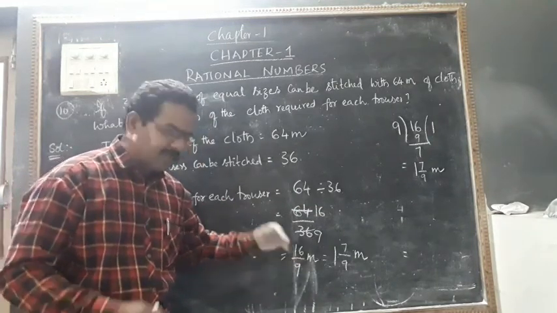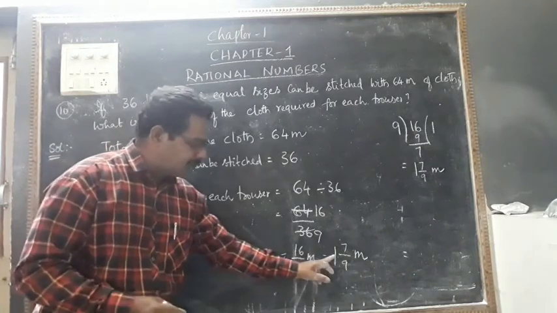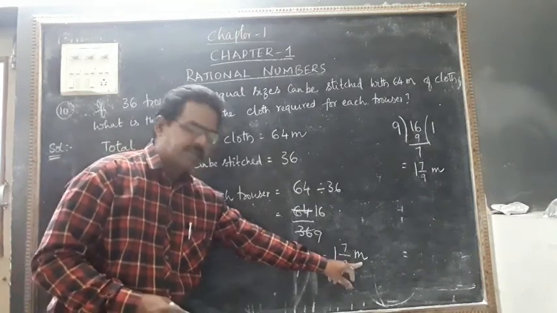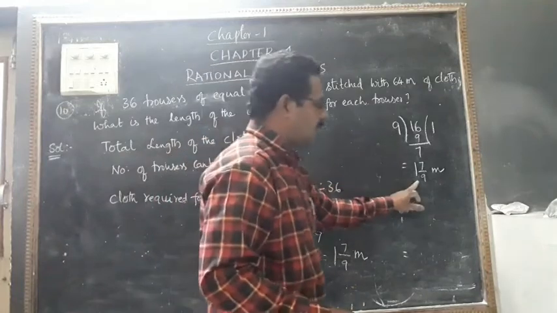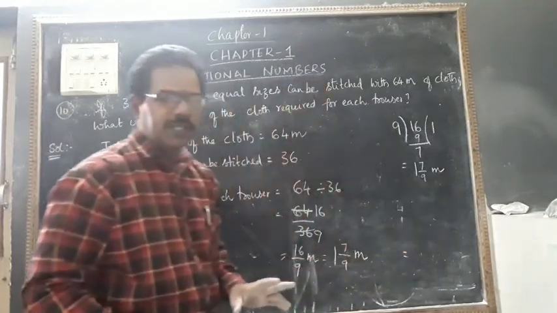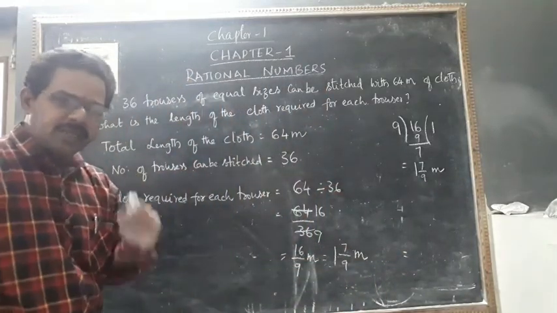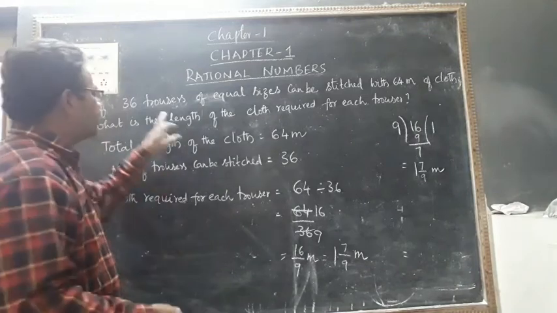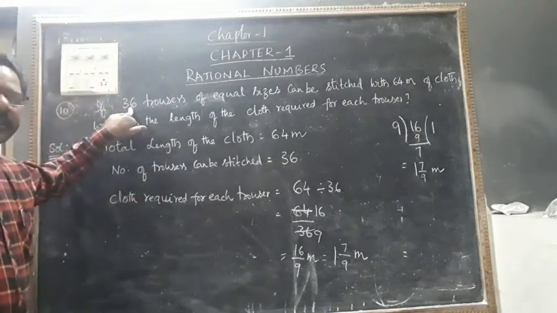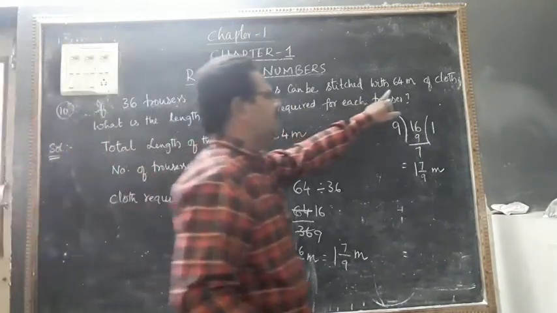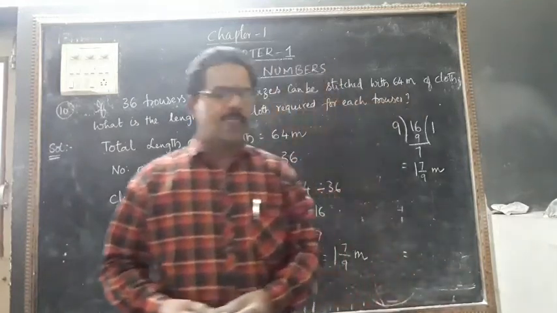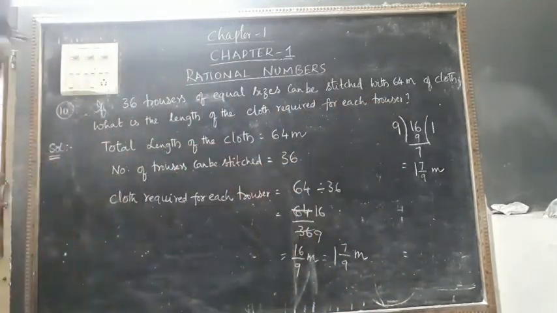16 by 9 meters, if you convert it into the mixed form, is 1 and 7 by 9 meters. 1 and 7 by 9 meters of cloth is required for each trouser. Like that, we can stitch 36 trousers with the help of 64 meters of cloth. Okay, please note down.